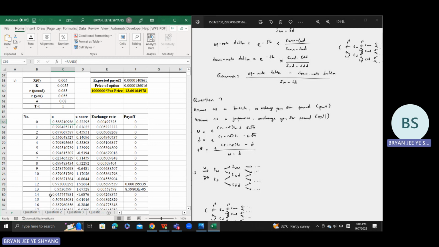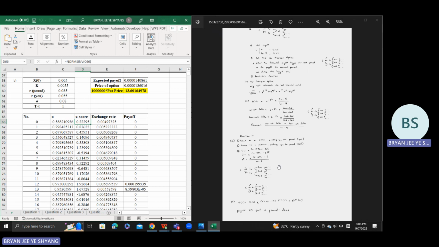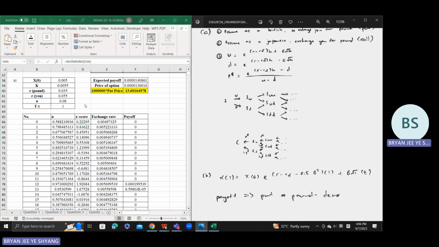We use the random number, and in order to calculate the z-score using the standard normal, we use NORM.S.INV. Then, how do we calculate the exchange rate? The next exchange rate x1 is equal to x0 times the exponential of (r domestic minus r foreign, minus 0.5 sigma squared) times (T minus t), plus sigma times the square root of (T minus t) times the z value. Then with the z score, we get this exchange rate.